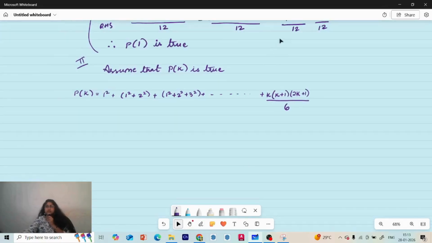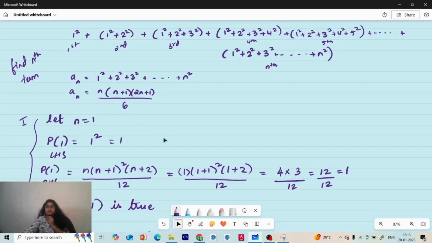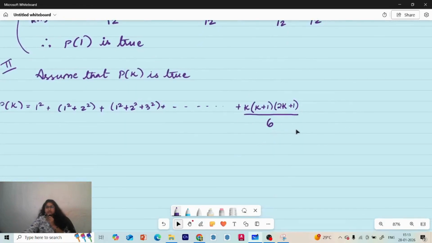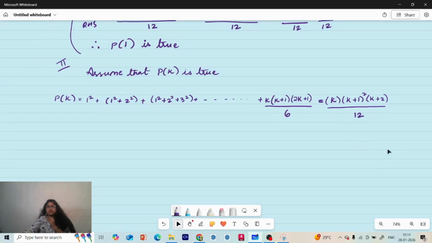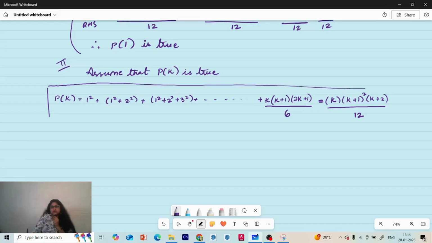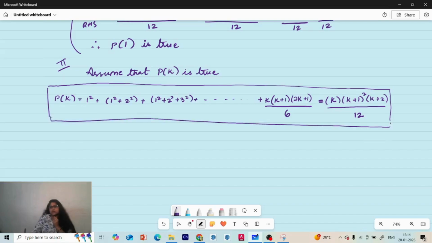Okay, why did we write this? We found out the nth term, and we wrote it like this. So instead of writing n, we are replacing it with k. Okay, in RHS, what was given in the data? N into N plus 1 whole square into N plus 2 by 12. So let's replace that with K. K into K plus 1 whole square into K plus 2 by 12. Okay, now that we have done this, just put this in a box. Even in your answer script, just put it in a neat box and then name this as equation 1.